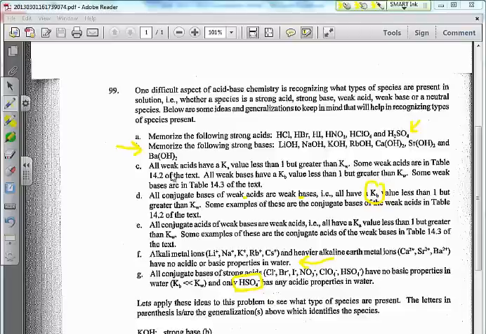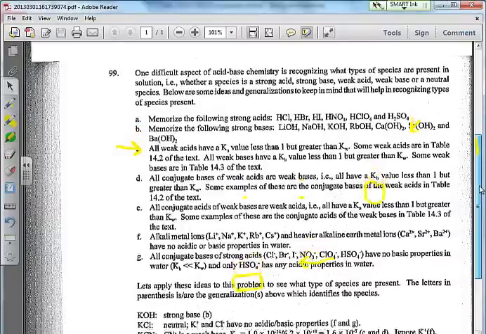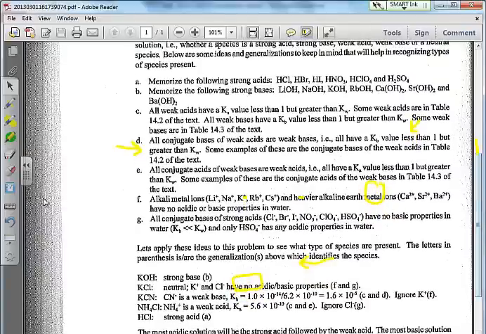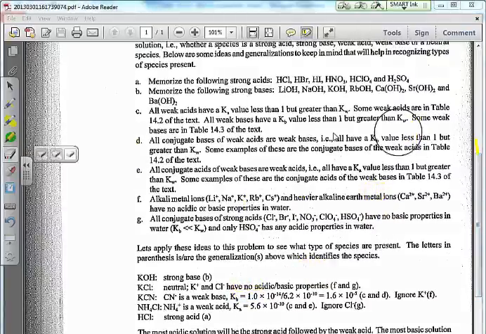Okay, so let's look at these ideas and try to figure out what species are present, and then try to figure out what the order is for these. So if you look at the first one, you've got potassium hydroxide. Potassium hydroxide is a strong base. We know it's a strong base because it's a group 1 hydroxide.